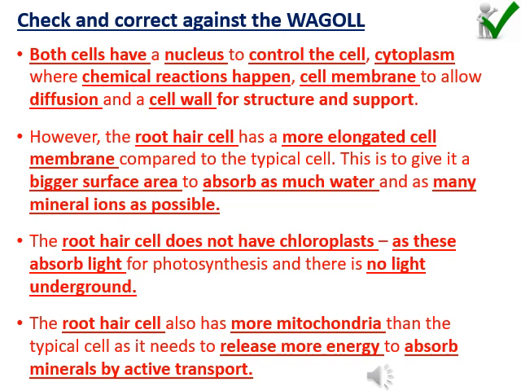Last one, the root hair cell also has more mitochondria, and that's so they can release lots of energy for active transport. Remembering that active transport is for moving minerals from an area of low concentration, which is in the soil, to an area of high concentration, which is in the plant cell itself, okay? So remember, improve any in a different colour to help you out with what a good one looks like.